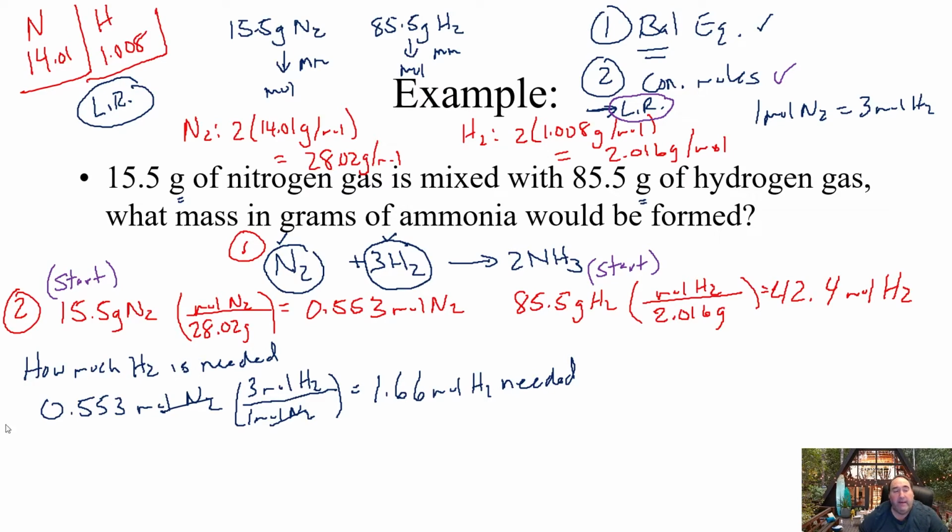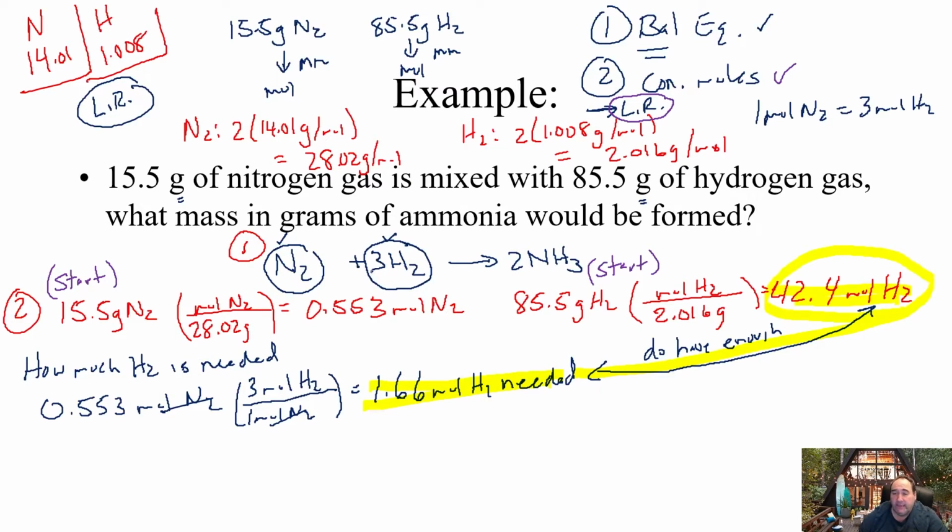So how do we officially figure it out? Well, we just calculated how much of my hydrogen is needed. We then want to compare it to how much of the hydrogen we started with. The goal here is to see, do we have enough? And the answer looks like it. We're starting with 42 moles or so of hydrogen. To use up all of our nitrogen, we would only need 1.66. So we do have enough when we compare those two.